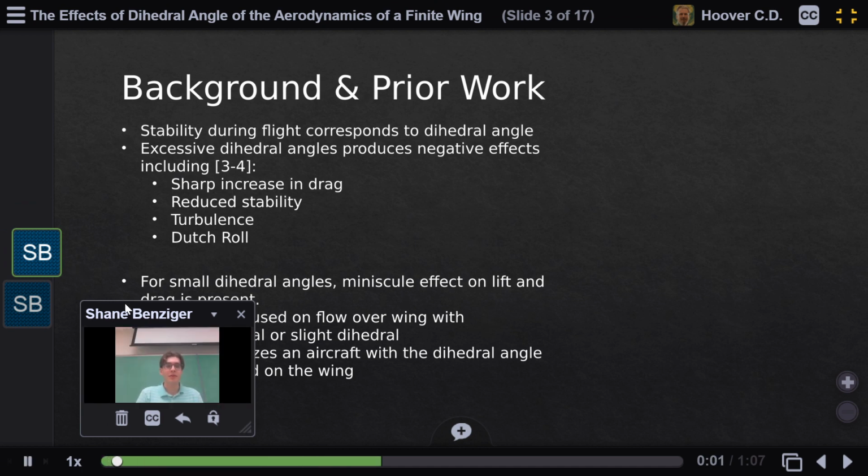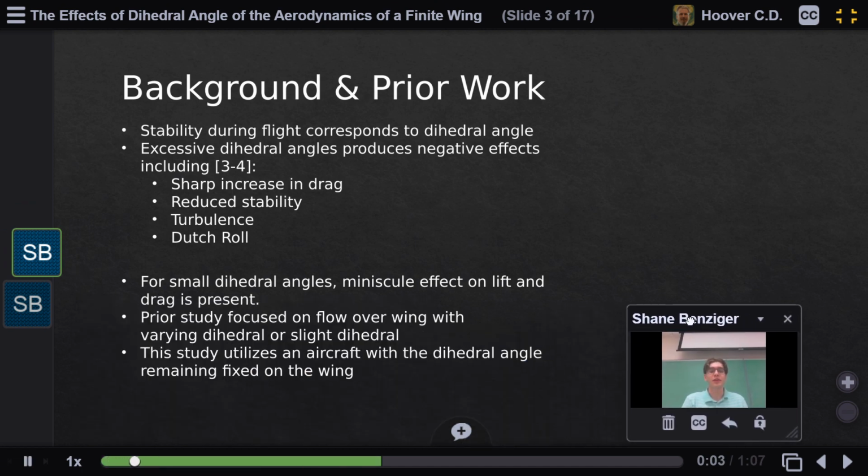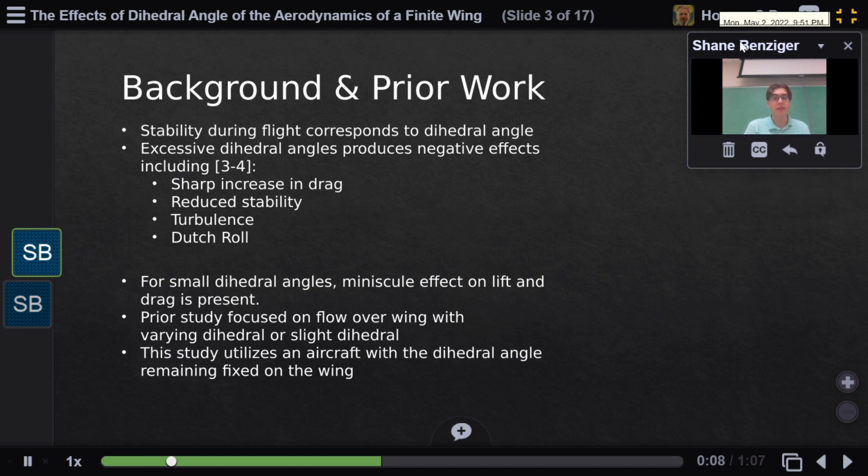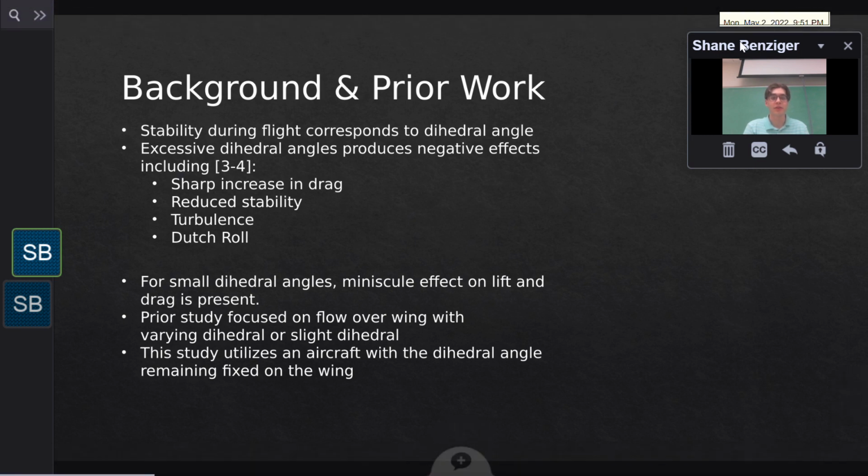One of the most important characteristics of flight is stability, which is directly related to the dihedral angle on the wing. However, excessive dihedral angles can result in a sharp increase in drag, reduced stability, increased turbulence, and a Dutch roll/corkscrew motion. Since the dihedral angles in this test are small, the effect they have on lift and drag is minuscule. Prior study in the aeronautical engineering industry has focused on flow over a wing with varying dihedral angles. This study will focus on a fixed dihedral angle on a wing throughout the duration of flight.